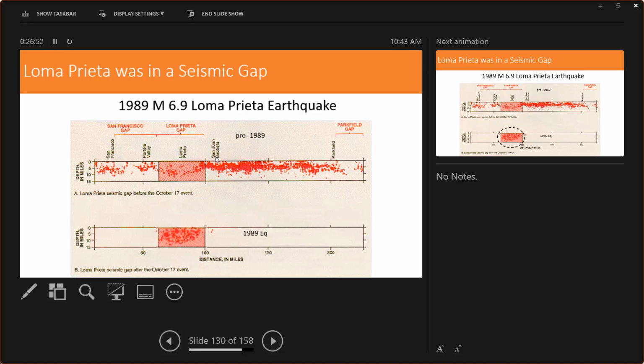Now we fast forward to past 1989. Now all of them are localized in that previous seismic gap. So all the stresses have transferred from these areas into this new area, where this new fault system is now a lot more active. It's building up stresses, it's releasing stresses, and now it's a lot more capable of handling those stresses.